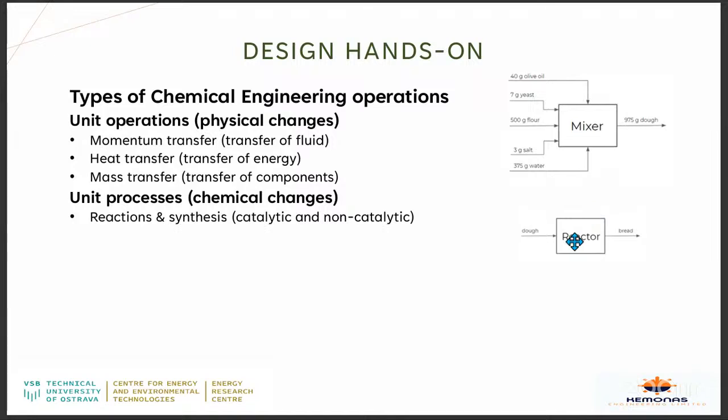You have your dough. This is a representation of what's going on. These two diagrams give you an idea of what your response would be. So it's a unit process because there's a reaction that took place in the process of producing this bread. And this is what separates the quality of the bread you have from the bakery.